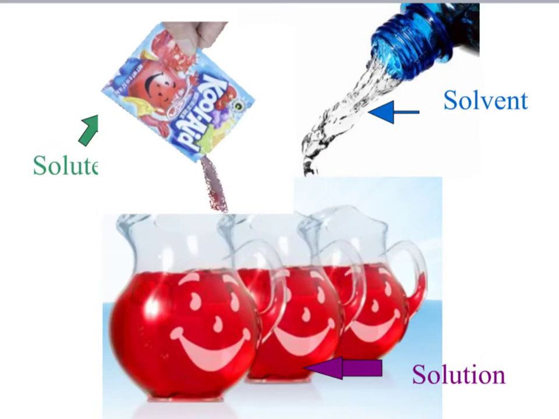So first off, let's just review. Here we've got Kool-Aid, and we've got our solvent, that's the water, that's what's going to do the dissolving. We have our Kool-Aid, that's the solute, which is what's being dissolved, and then together, once Kool-Aid is made, you cannot tell the individual Kool-Aid particles from the water, so we call it a solution, or a uniform mixture.